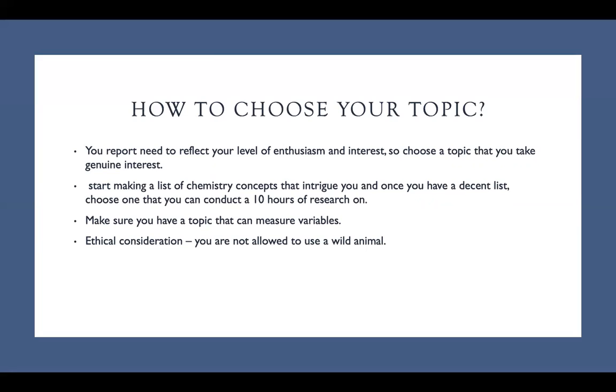Make sure you have a topic that can measure variables. And there's an ethical consideration with the IAs. So you're not allowed to use a wild animal in your experiment.